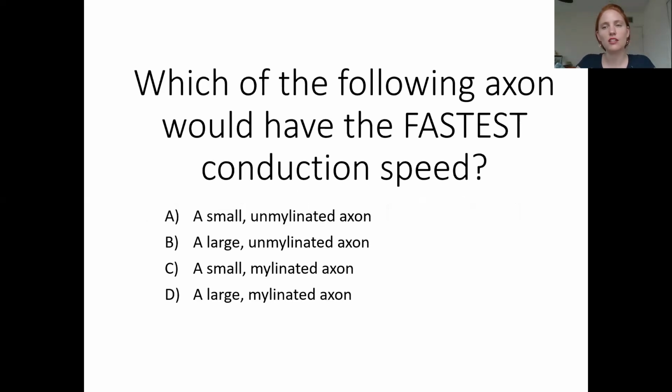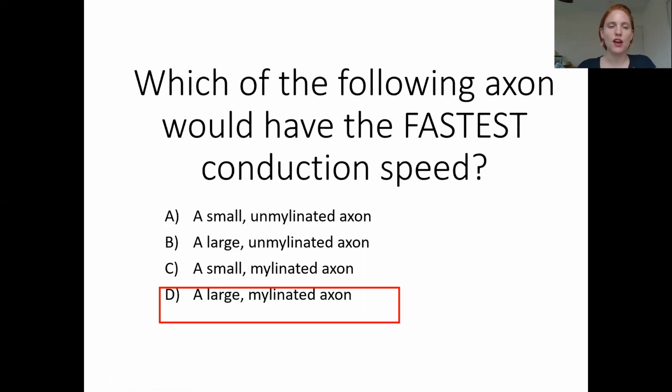So if you're looking at it, which axon would have the fastest speed? I'm going to stop talking, let you look at it. Okay, so the first question we need to ask ourselves is, if you're trying to go faster, do you want a small or a large diameter? You want a large diameter, so we can get rid of A and we can get rid of C. Now our choices are between B and D. Do we want myelinated or unmyelinated?